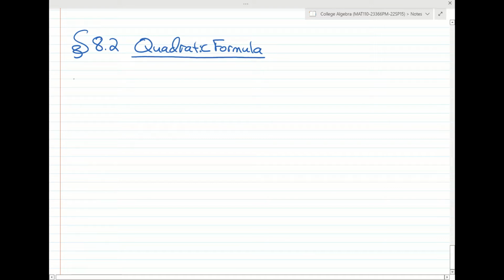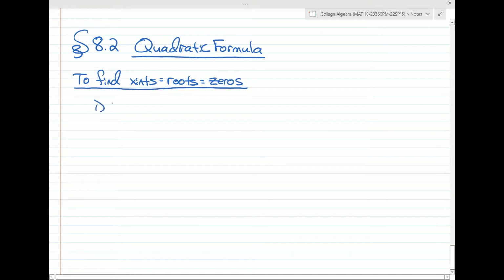Section 8.2 is called the quadratic formula. So just as a little review, to find the x-intercepts, which are also called roots and are also called zeros, we have a few techniques.